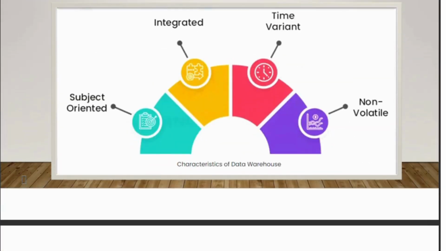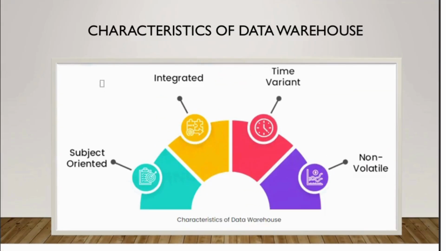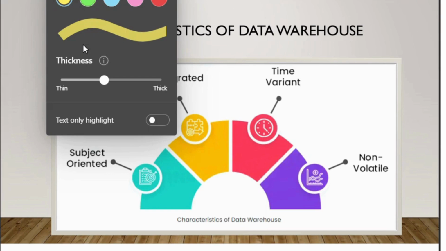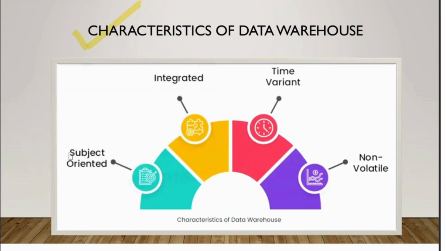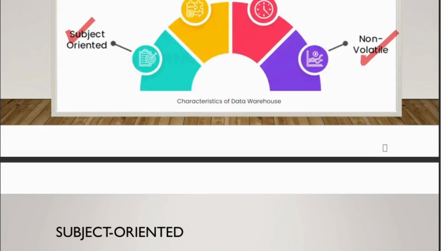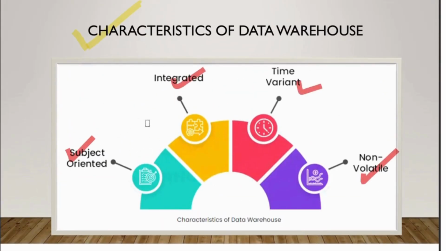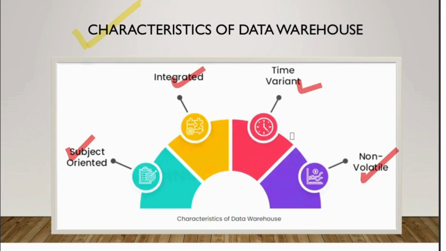Now let us look into the characteristics of data warehousing. First comes subject oriented. Next is integrated and time variant and non volatile. We'll go through each and every one of it one by one.